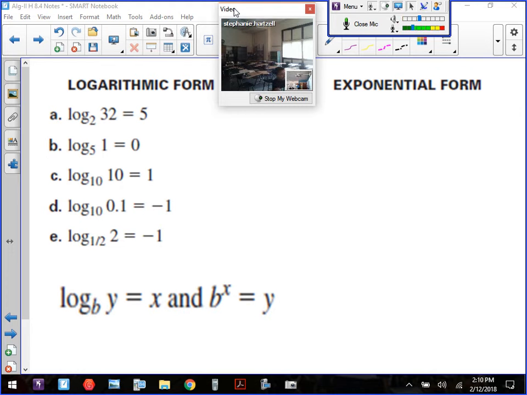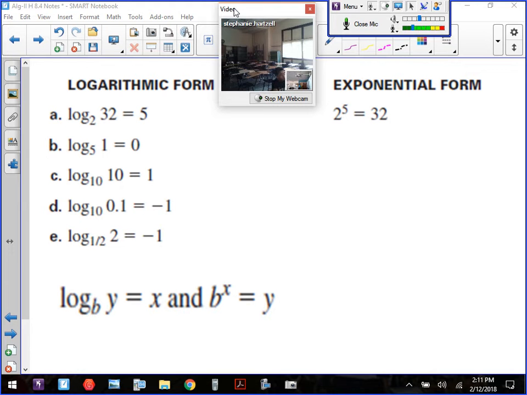So if I start with the first one, it says log base 2 of 32 equals 5. That's log form. If I want to write that in exponential form, it would be 2 to the 5th equals 32. That's kind of what we're talking about. We're getting used to the differences between going from exponential form, which we're used to seeing, to this new format of log.